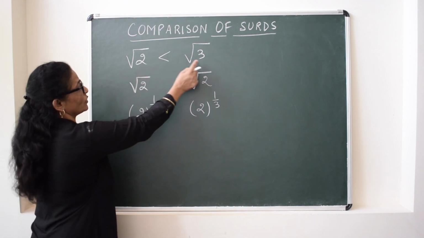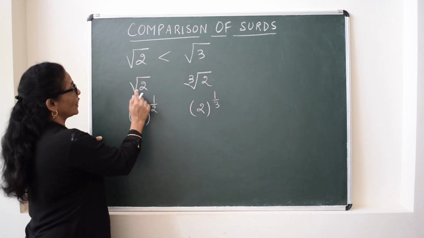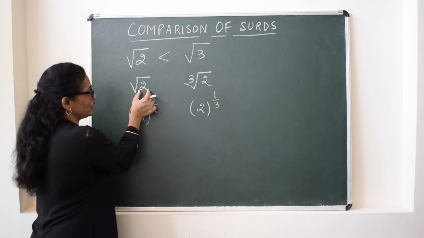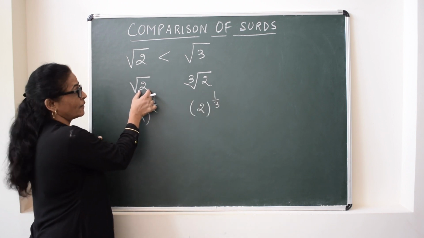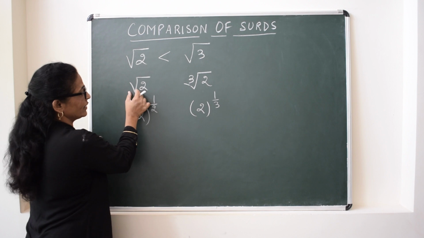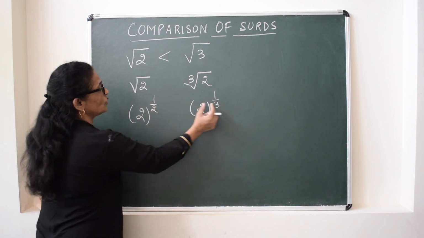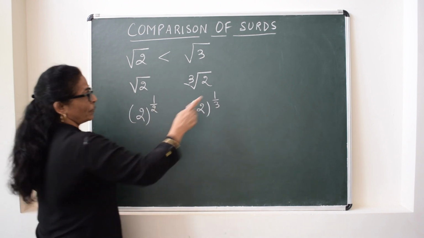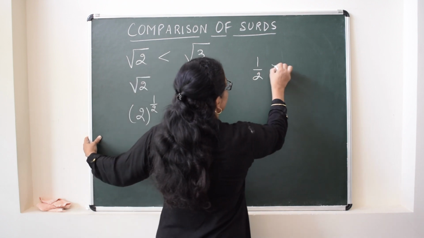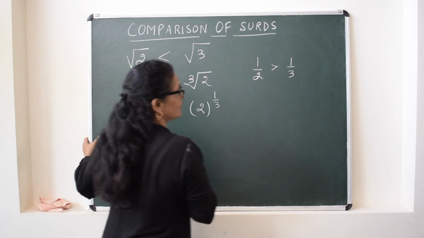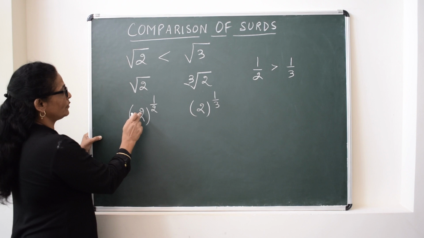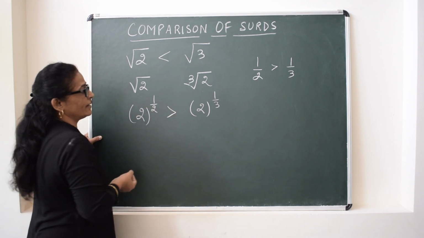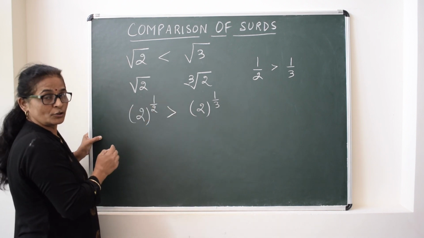Means first case the order was same, radicands were different. Here the radicand is same. Radicand means the base, what is inside the radical sign. And if the orders are different, then we will see 1 upon 2 and 1 upon 3. 1 upon 2 is greater than 1 upon 3. So here this will be greater than cube root of 2.